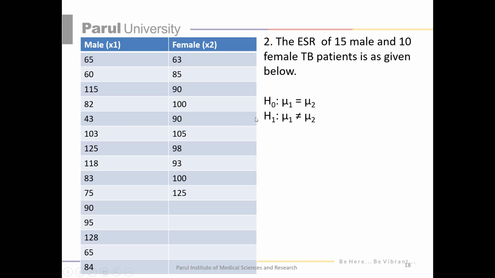And our alternative hypothesis will be two-sided. It could be greater than or it could be less than. So on an average, ESR in male TB patients does not equal on an average ESR of female TB patients. So this is our set of hypotheses. They didn't give any claim, so we assume a two-tail hypothesis. It could be greater than or less than; we don't know. We just check whether it's equal or not. So H1 is equal to this. So this is our two-tail test.